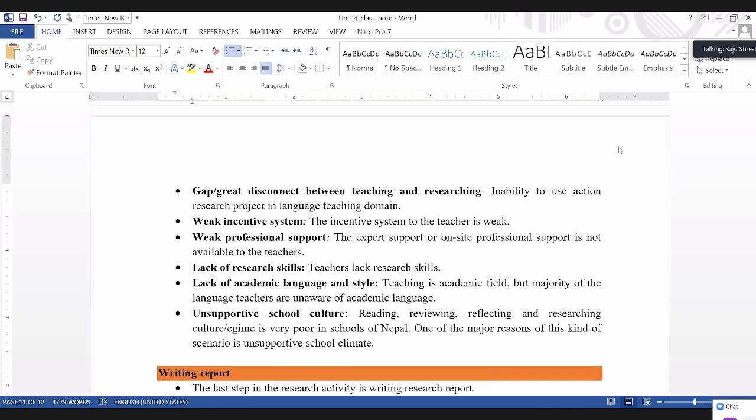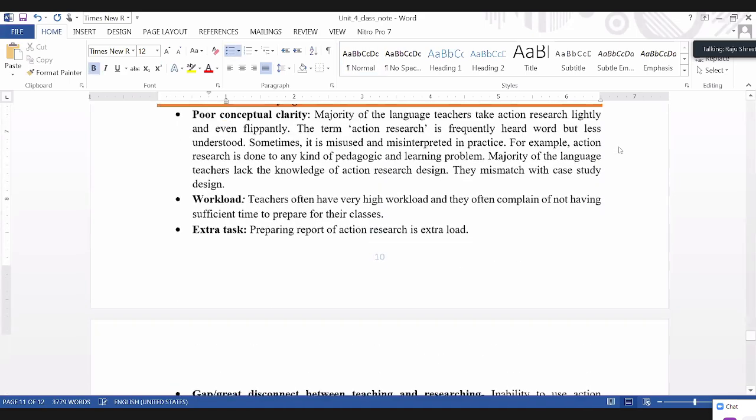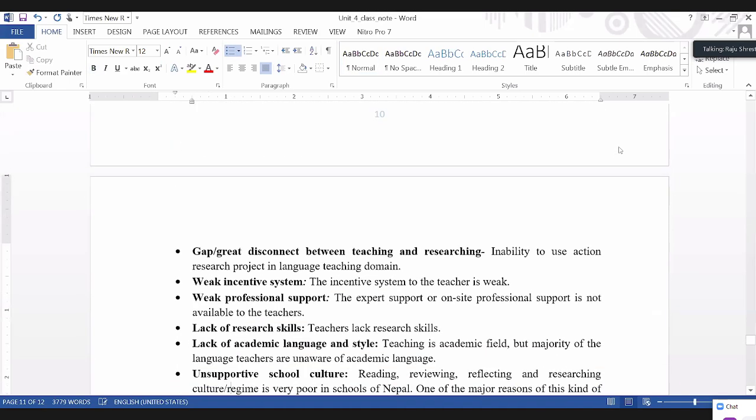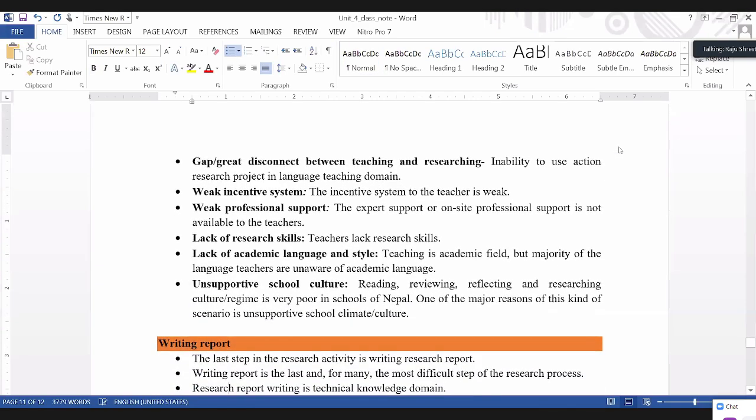One of the major reasons of this kind of scenario is unsupportive school climate or culture. हाम्रो स्कुलको वातावरण नै के छ, सपोर्टिभ छैन हैन. Because of this also teachers they do not carry out action research as it should be, जति हुनुपर्ने हुँदैन. So this is about action research हैन. Why they do not carry out action research reason?